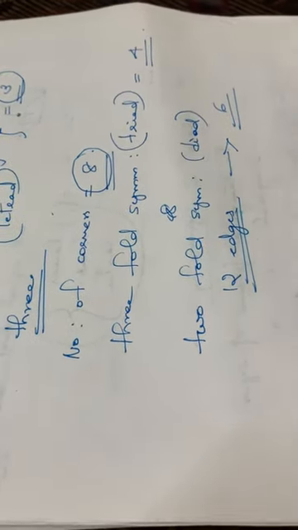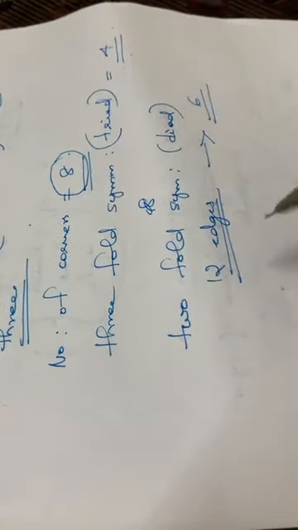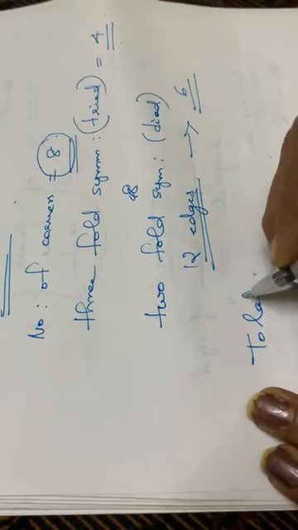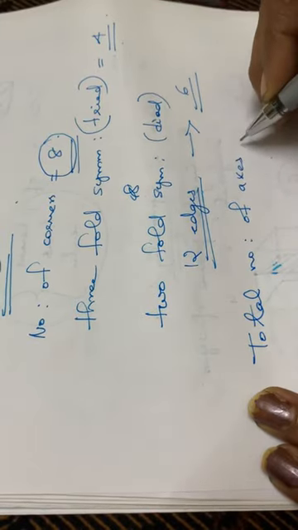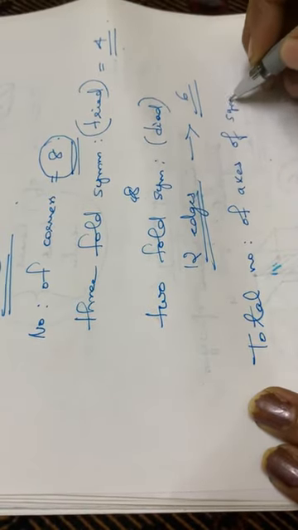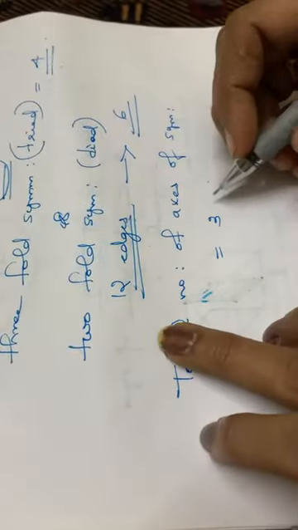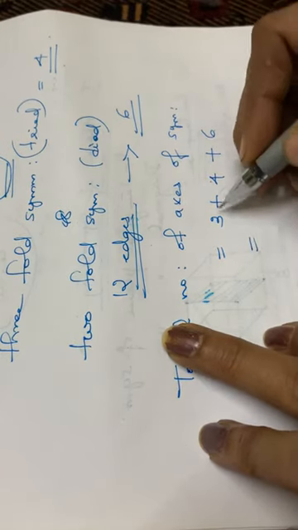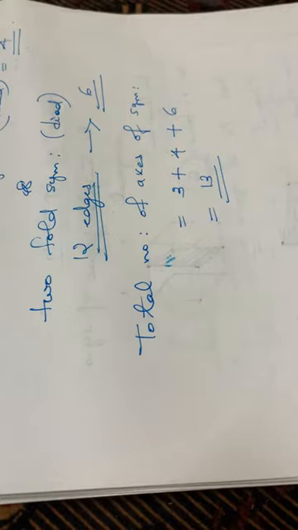So here, how many axes of symmetry do you have? Fourfold symmetry, it is 3. Then threefold symmetry, it is 4. Then twofold symmetry, it is 6. So the total number of axes of symmetry for a cubic crystal system will be fourfold 3, then threefold 4, then twofold 6. So how much? 6 plus 4 is 10, 10 plus 3 is 13. Okay, so the total axes of symmetry will be 13.